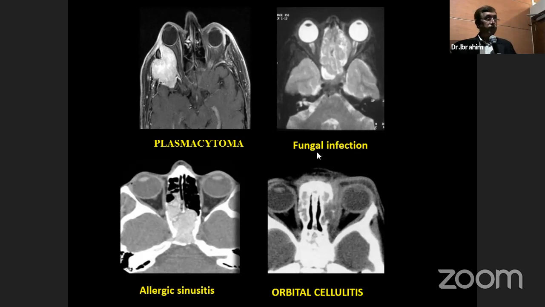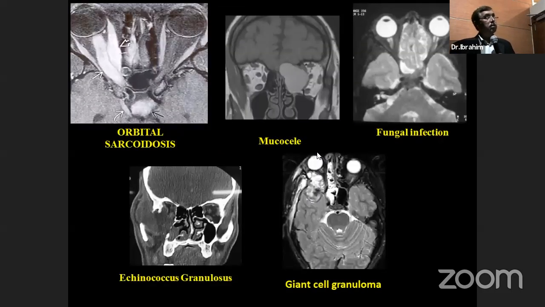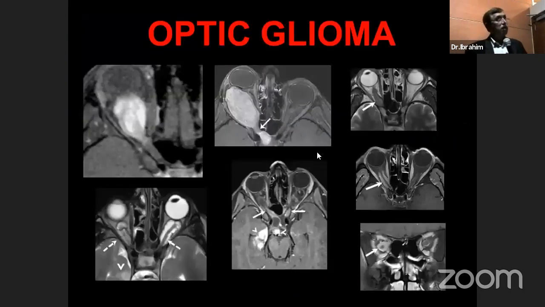Fungal infection, one patient of mine. Allergic rhinitis, orbital cellulitis. Sarcoidosis, Tolosa-Hunt disease. Mucosal fungal infection, as we mentioned, echinococcus granulosus in the orbit. I put this group together, optic gliomas, different sizes and shapes. Here they are affecting the optic tract.